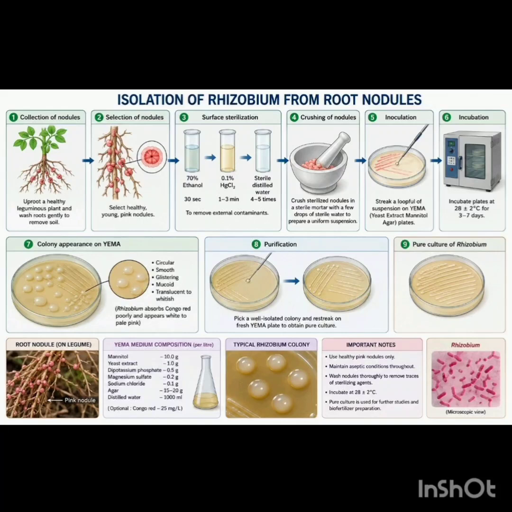Today, let's know how Rhizobium is isolated. So today we are going to isolate one of the most beneficial microorganisms found in nature, Rhizobium, which is a bacterium that plays a crucial role in maintaining soil fertility and supporting sustainable agriculture.